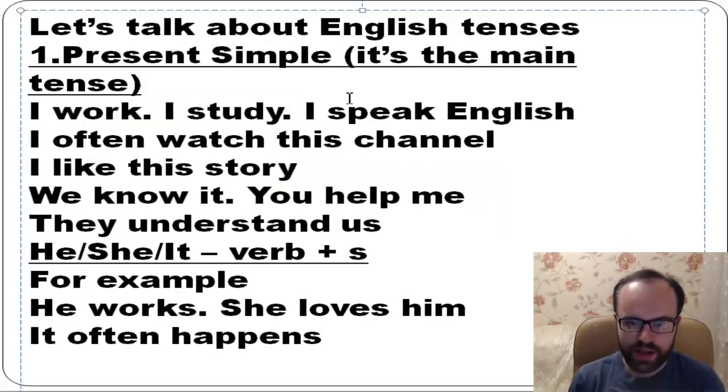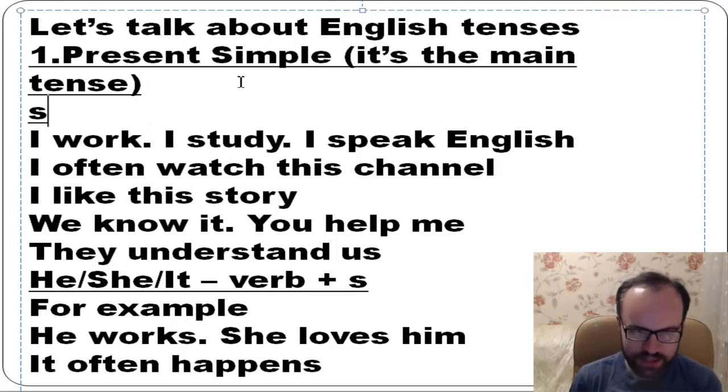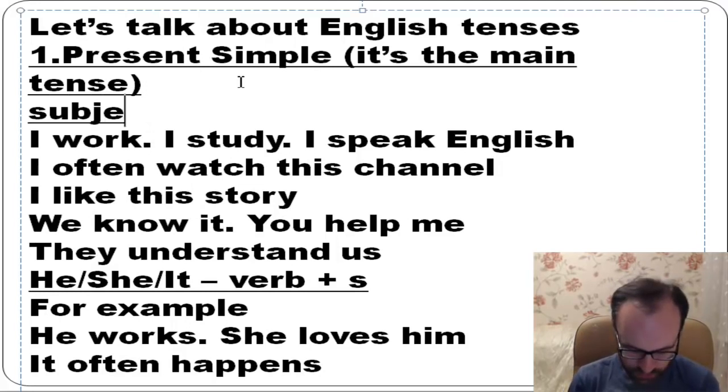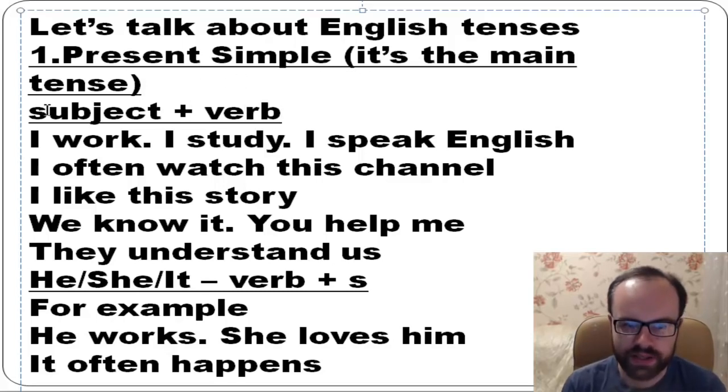So you have a subject and you have a verb. I is a subject. Work is a verb. I work. I is a subject. Study is a verb. I study. I is a subject. Speak is a verb. I speak English, and so on. So it's very, very easy.